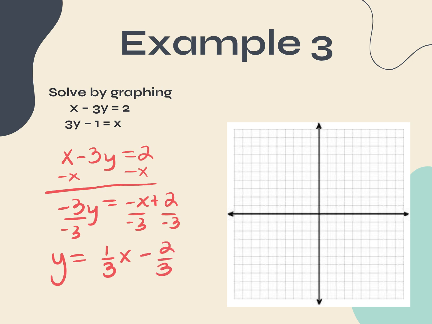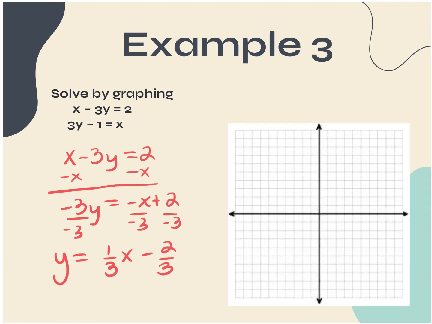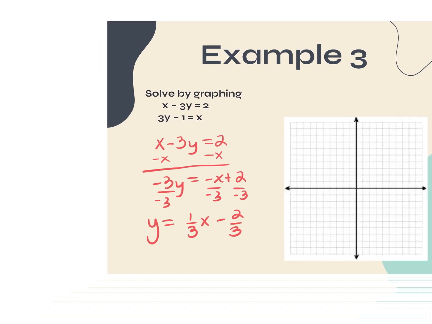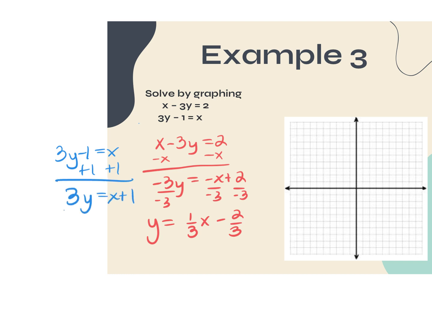Now, I'm going to go ahead and rearrange the second one first before I graph this one, because I just want to show you what we're going to end up getting. So the second one I'm going to do in blue. 3y minus 1 equals x. Going to add 1. 3y equals x plus 1. Divide everything by 3. And y equals 1/3 x plus 1/3.